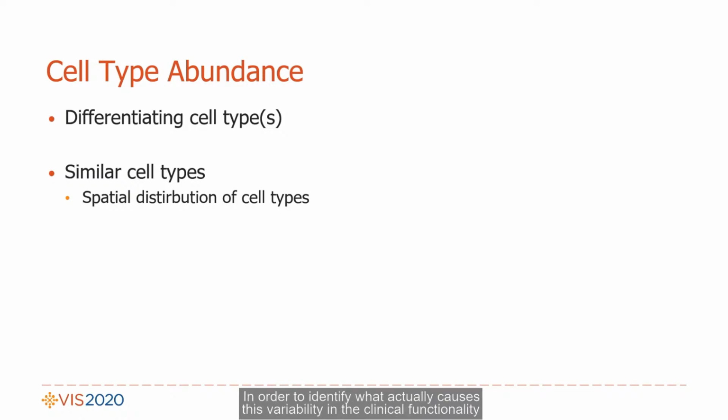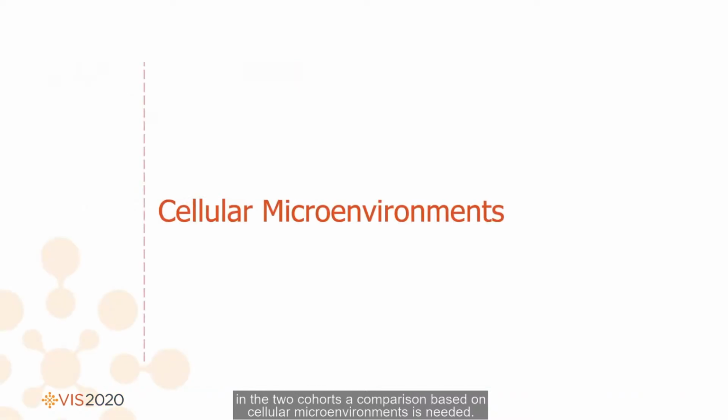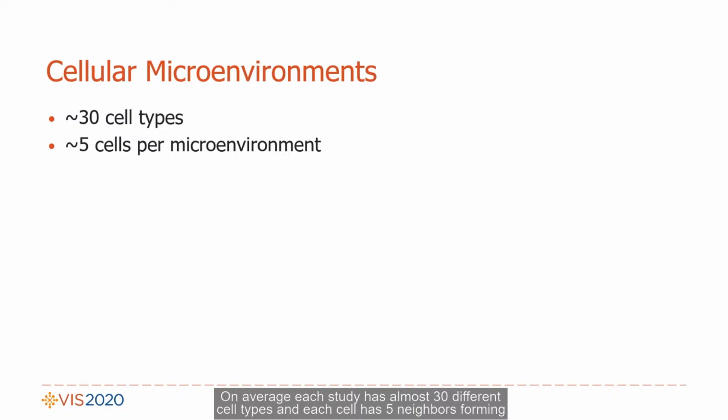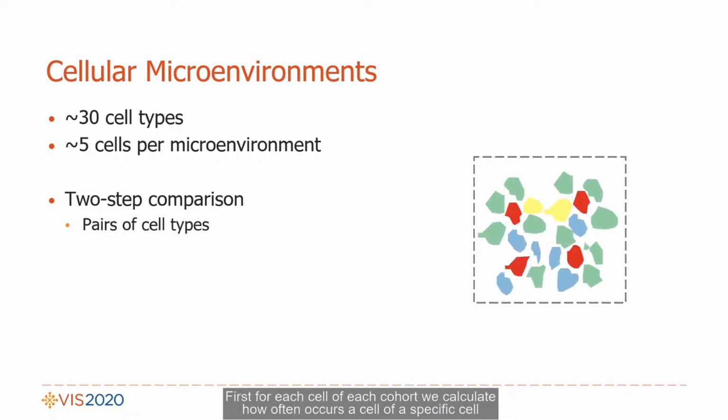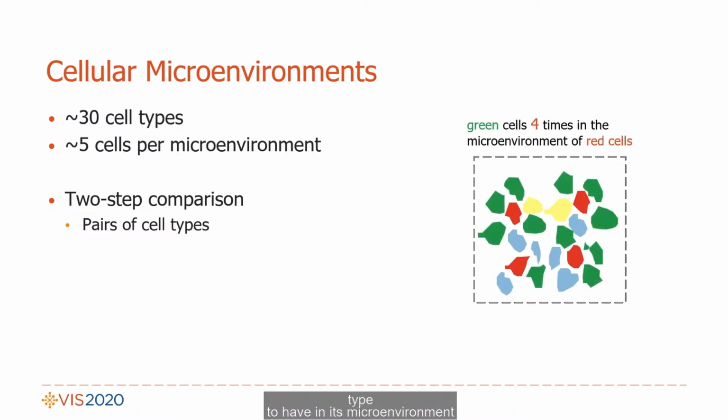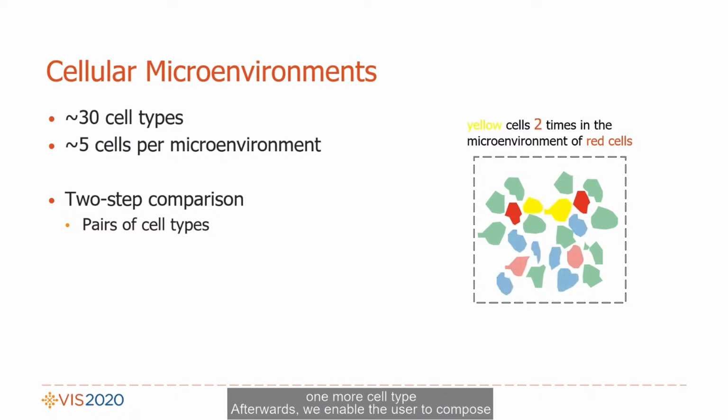In order to identify what actually causes this variability in the clinical functionality in the two cohorts, a comparison based on cellular microenvironment is needed. On average, each study has almost 30 different cell types, and each cell has 5 neighbors, forming its microenvironment. Hence, an exhaustive comparison of the cohorts based on all the different cell type combinations is impossible. To that end, we establish a two-step comparison, where first, for each cell of each cohort, we calculate how often a cell of a specific cell type has in its microenvironment one more cell type.